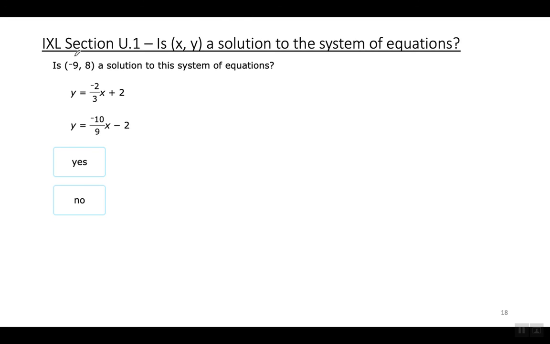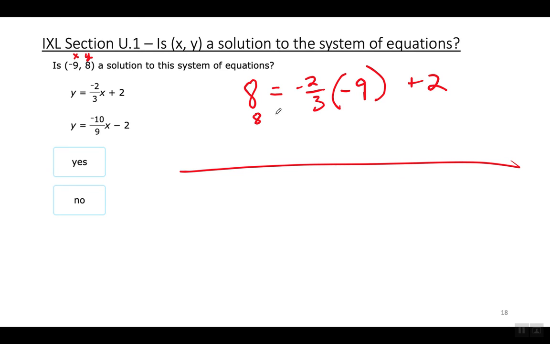All right, so again, I'm going to substitute negative 9 for x and positive 8 for y. When I do that, I'm going to have 8 equals negative 2 over 3 times negative 9 plus 2. When I multiply those fractions, a negative times a negative equals a positive. 2 times 9 is 18 over 3 plus 2. 18 over 3, when you simplify that, you're going to get 6. 6 plus 2. And yes, 6 plus 2 equals 8. So on the top, it makes that statement true. Let's check on the bottom.